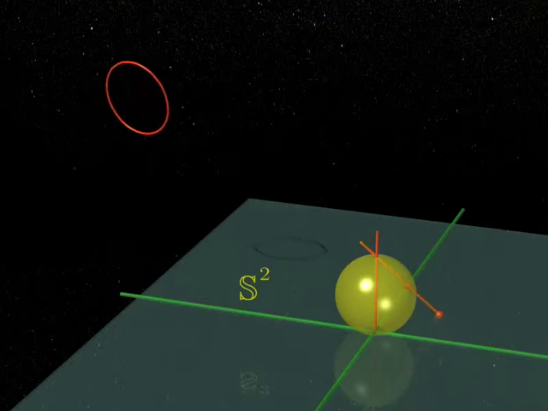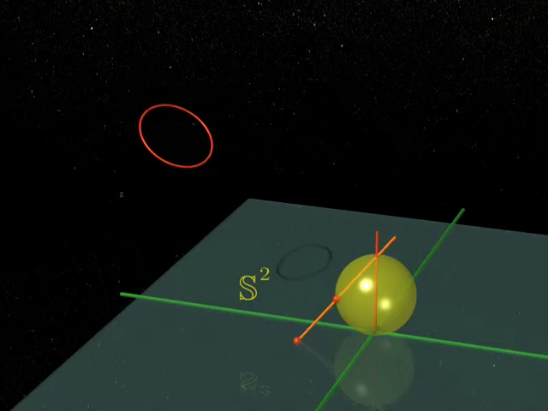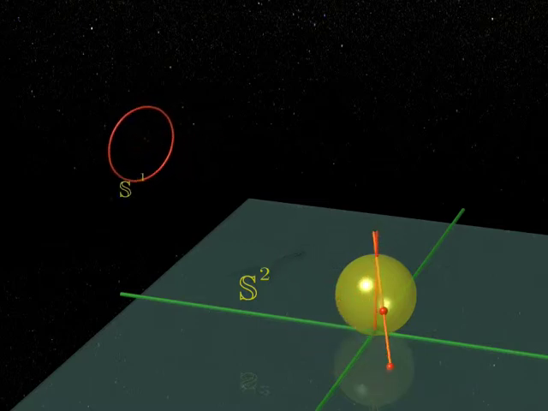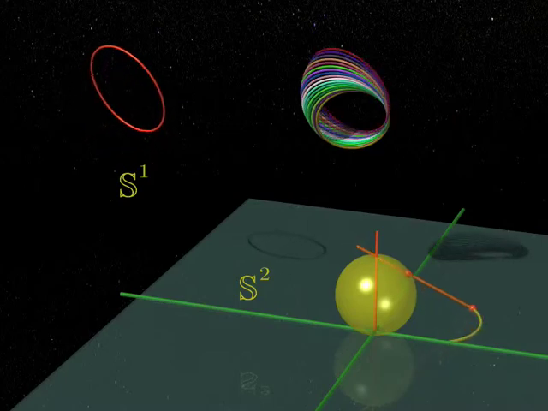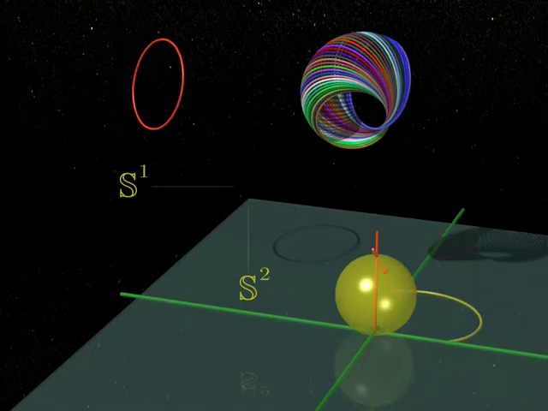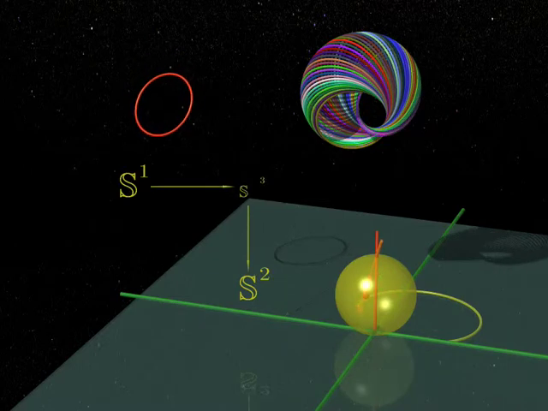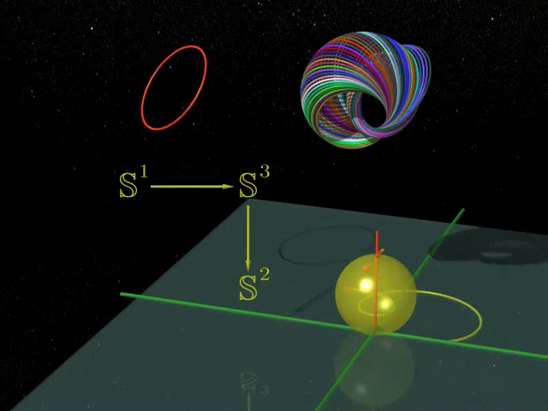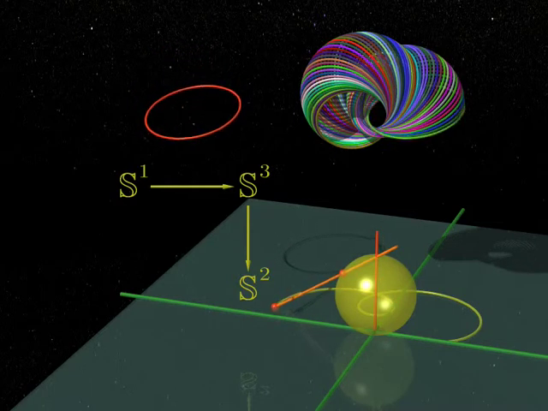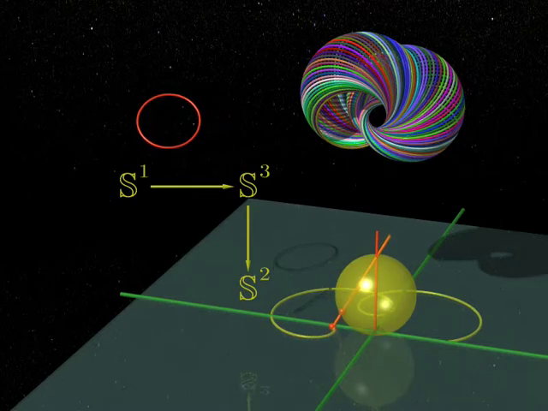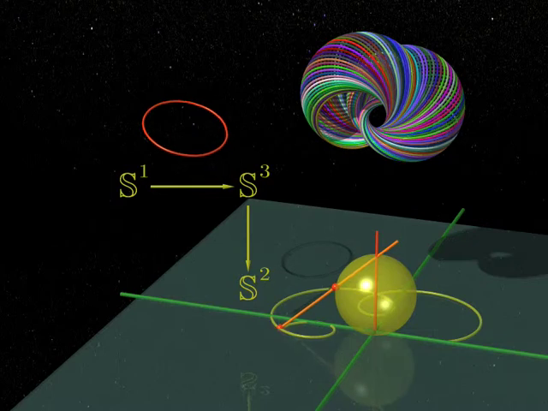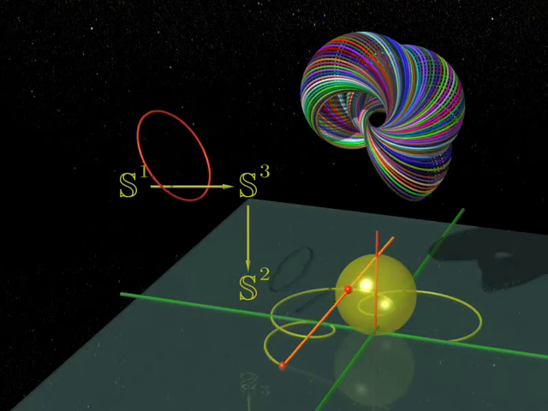So we have a circle for each point on the two-sphere. But a circle is a sphere of dimension 1, isn't it? All these circles fill up the 3-sphere. Each point on the 3-sphere belongs to a single circle, and therefore defines a point on the 2-sphere. In this way, we get a projection from the 3-sphere to the 2-sphere. Complicated, isn't it?